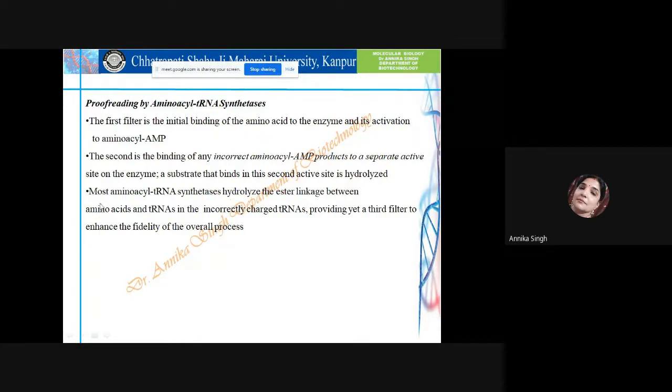Most of the amino acid transfer RNA synthetases hydrolyze the ester linkage between the amino acid and transfer RNA in the incorrectly charged transfer RNAs. So if it survives the first two filters, then when the transfer RNA is charged with the amino acid and a wrong amino acid has come, that ester bond is hydrolyzed by the enzyme. So it provides a third filter to enhance the fidelity of the overall process.